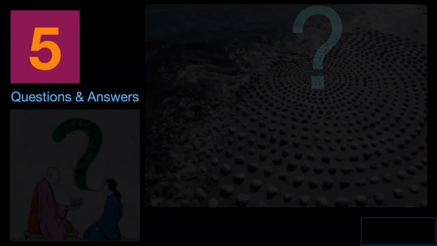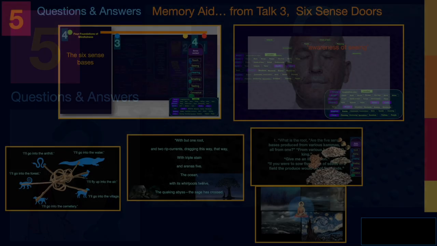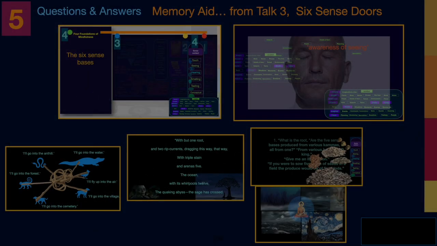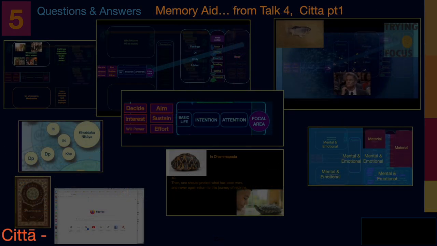Now, time for questions and answers. Just a review from the last two talks. We were dealing with an introduction about the six sense doors and how they feature in meditation, and some of the old stories and ways that they are related to in the texts. We also had talk four about citta, just an introduction to citta. We had the wholesome and unwholesome mind states introduced, and then we had the way that the focal area, attention, intention, basic life, and the six occasional states work.